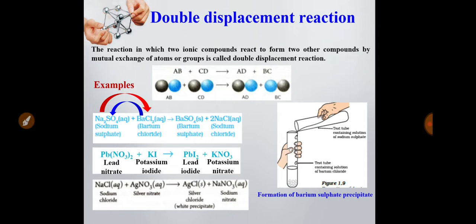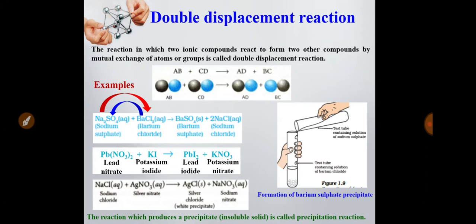And here one more thing you should know: in the first reaction I told you that barium sulfate is insoluble in the solution. That's why it remains as a solid substance at the bottom, and it remains as a precipitate. So this type of reaction where a precipitate comes is called a precipitation reaction. The reaction which produces a precipitate, that is an insoluble solid, is called a precipitation reaction.